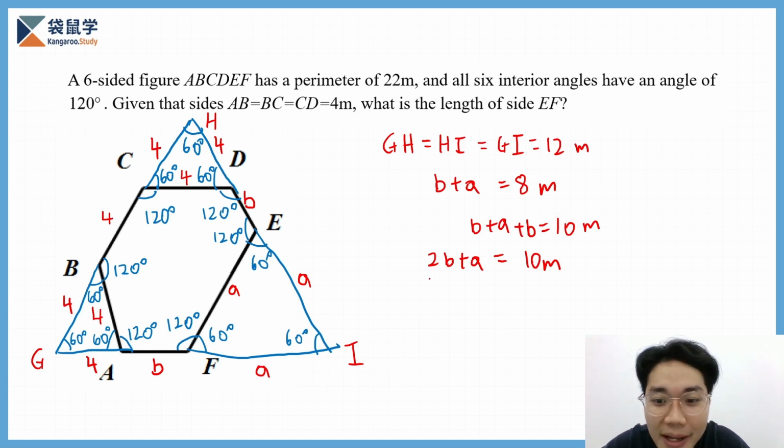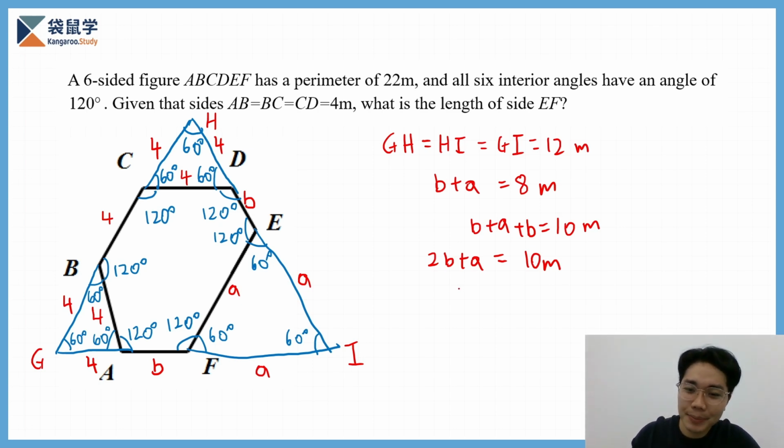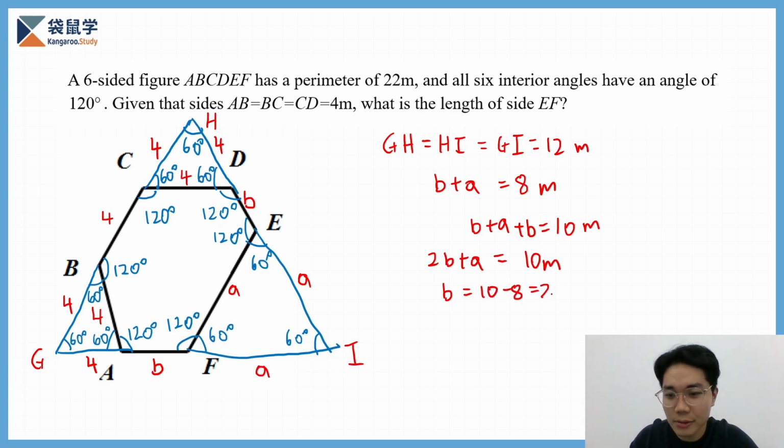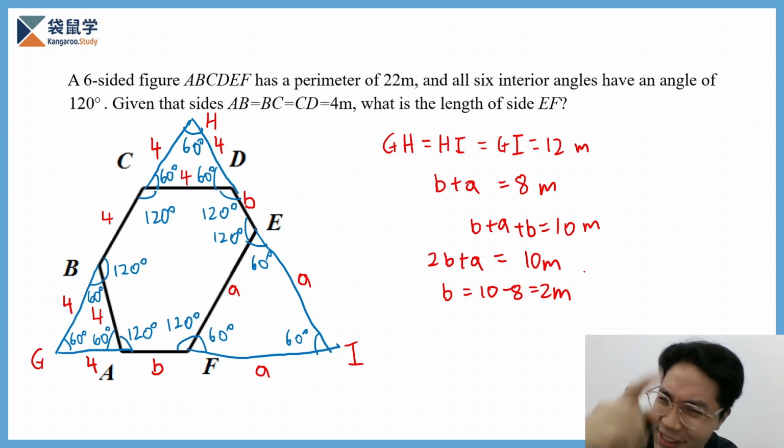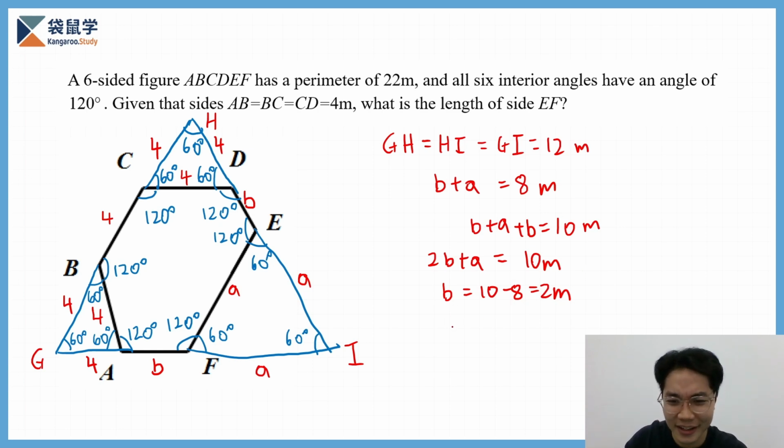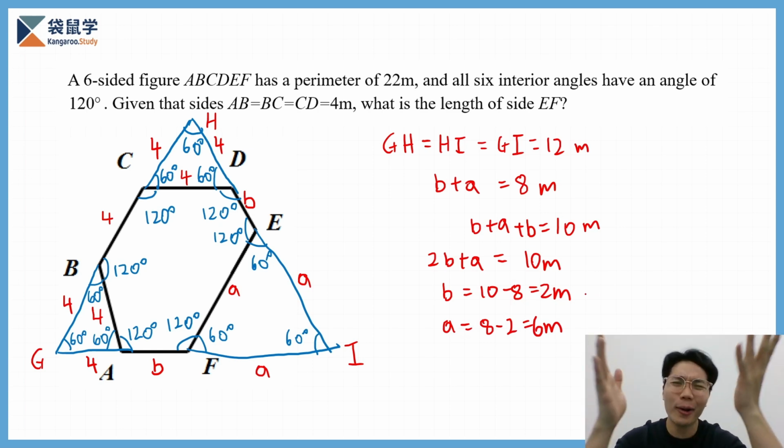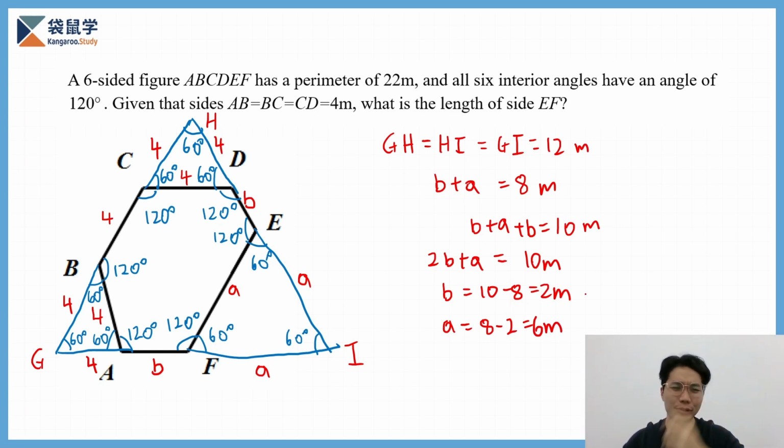And if 2B plus 8 gives us 10 meters and B plus 8 gives us 8 meters, what can we find? We can find that B equals 10 minus 8 equals 2 meters. And now that we have B is 2 meters, we can just find A, which is 6 meters. Right? Those of you who got it, wonderful. 8 minus 2 gives us 6 meters. And we have solved the answer. Wow! Isn't this a marvelous, beautiful method?